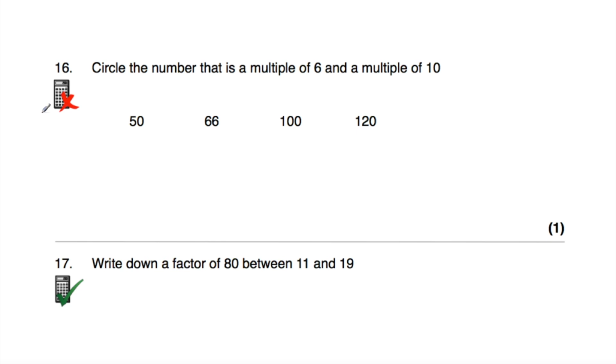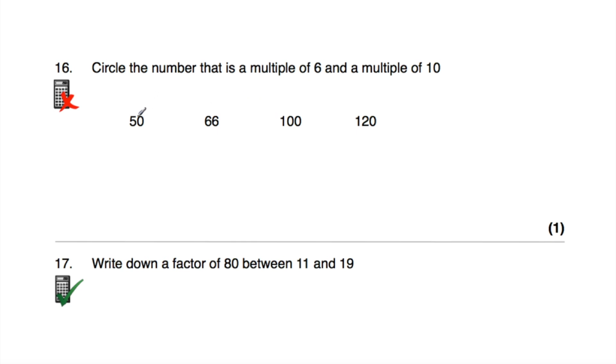Okay, let's look at our next question, question number 16. So question number 16 says, circle the number that is a multiple of 6 and a multiple of 10. So it needs to be a multiple of 6 and a multiple of 10. So in this question, you could list the multiples of 6, so the numbers in the 6 times tables, and the multiples of 10, so the numbers in the 10 times tables, and find the number that's in both of those lists and then circle it.